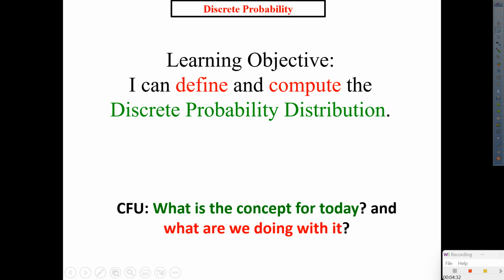Discrete probability distribution. Instead of doing a Frayer model, I'm just going to break it down by terms, and I'm going to show you each term so that you can follow along and know what each part means, and then we'll get into some examples. Okay? Discrete probability distribution. Define and compute.